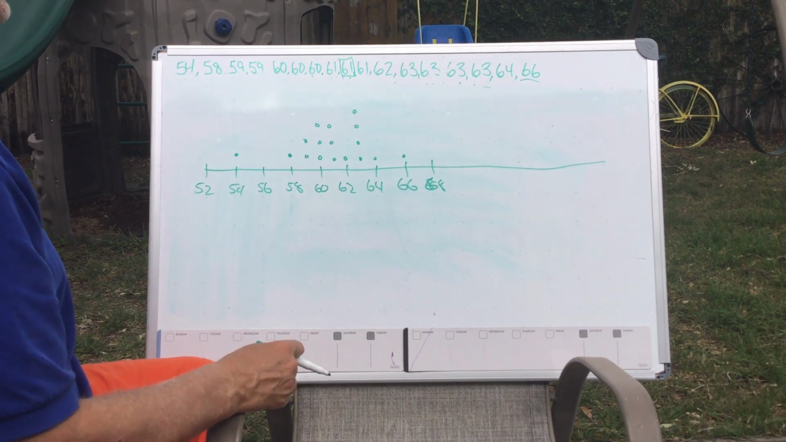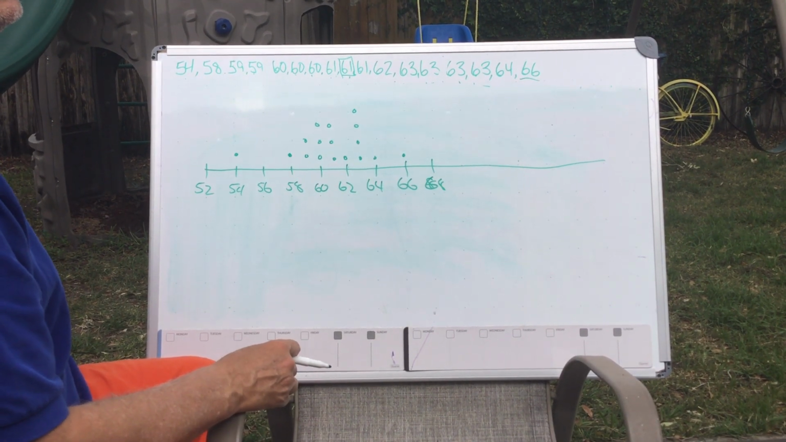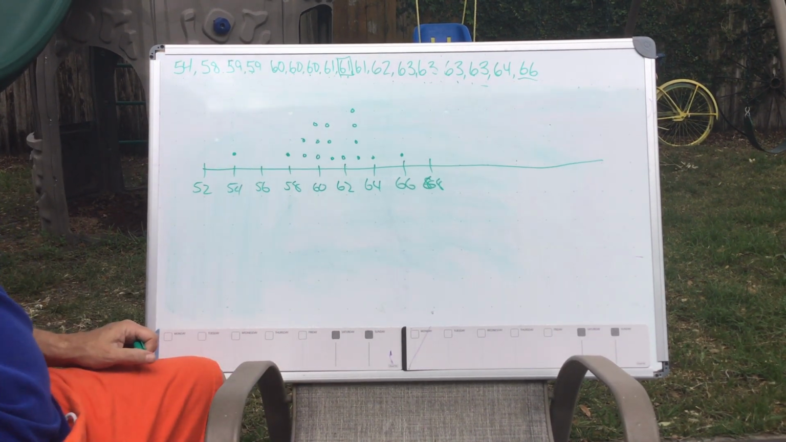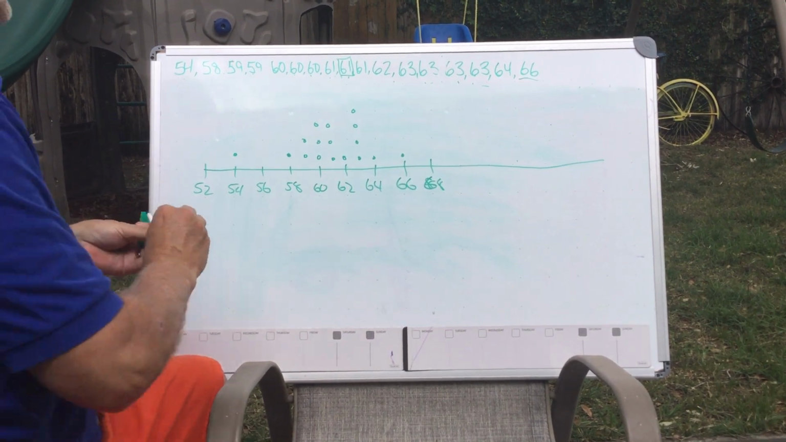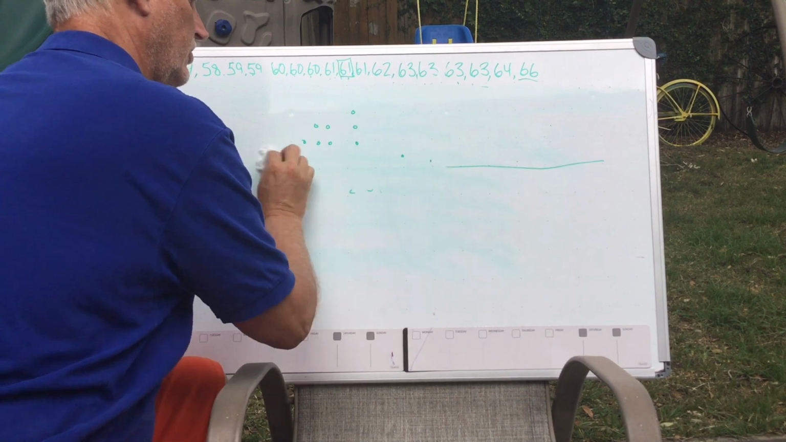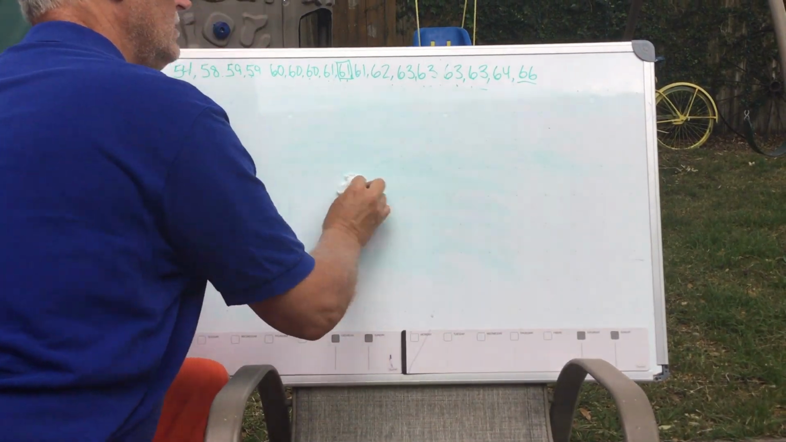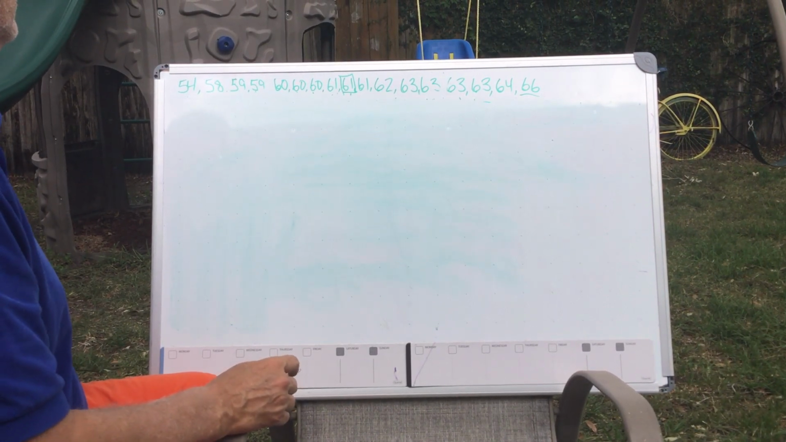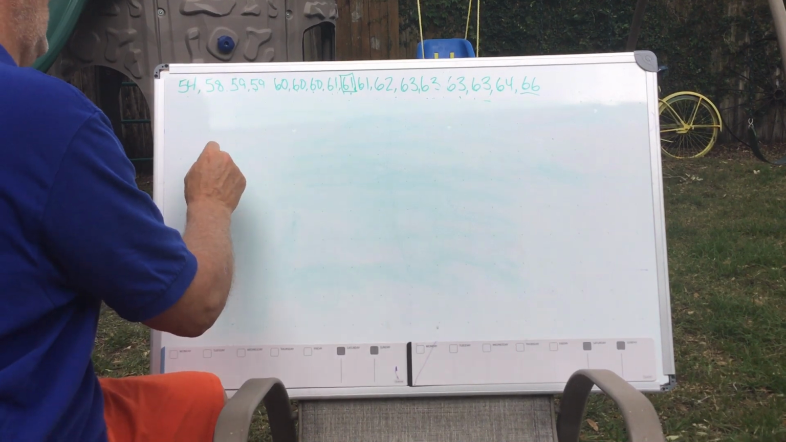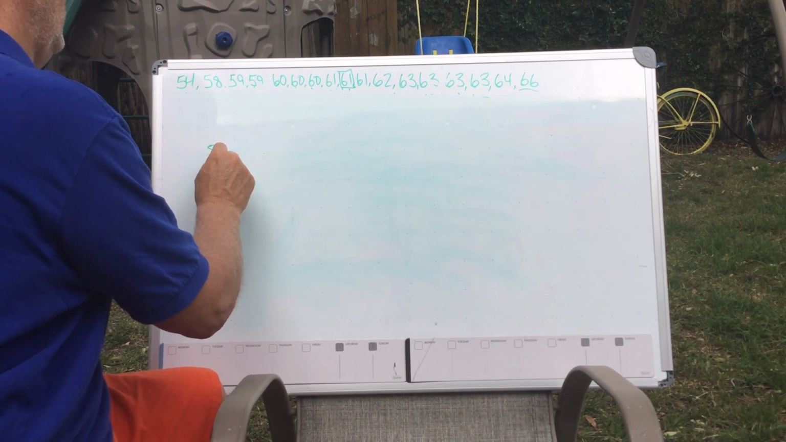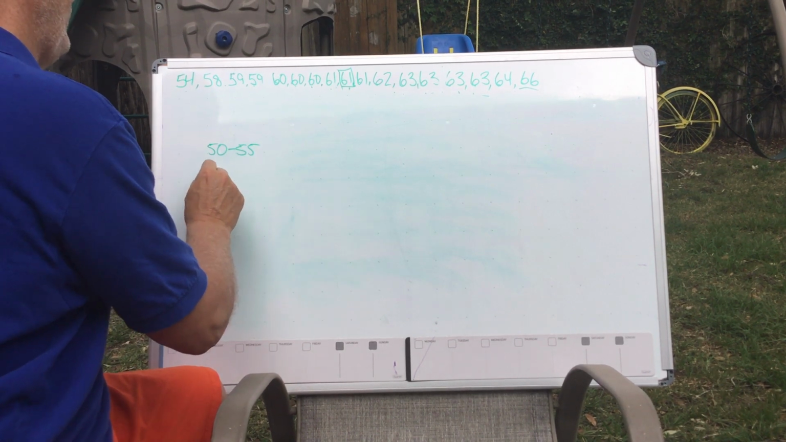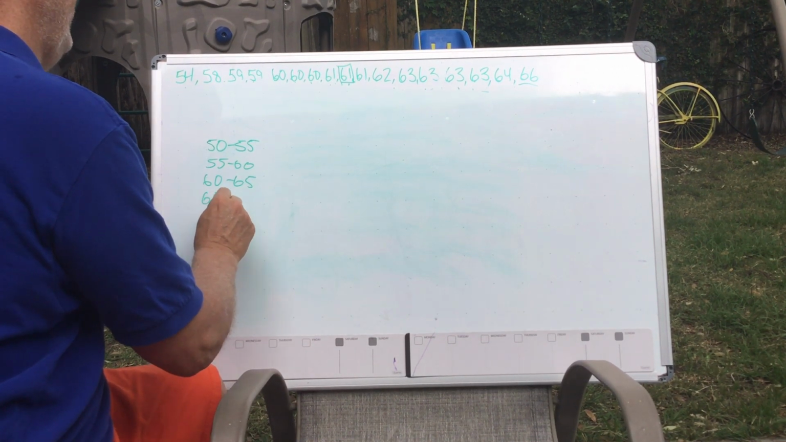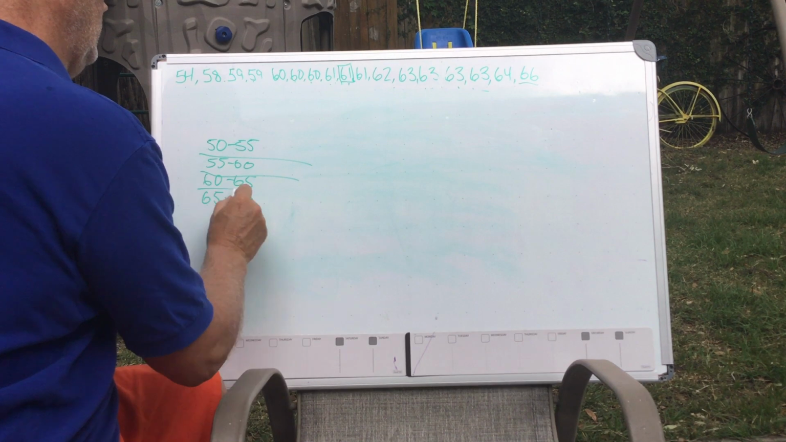Okay? Now I'm going to also go ahead and do a histogram. I'm just going to leave that up for a minute. I'm going to do a histogram real quick before we get rained out. So for the histogram, I'm going to count by 5. So I'm going to go 50 to 55, 55 to 60, 60 to 65, and 65 to 70. All right? And let's just see how many we have.